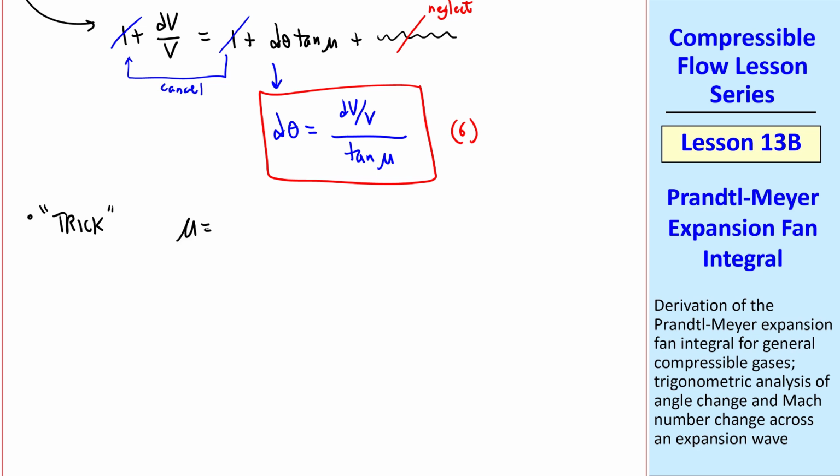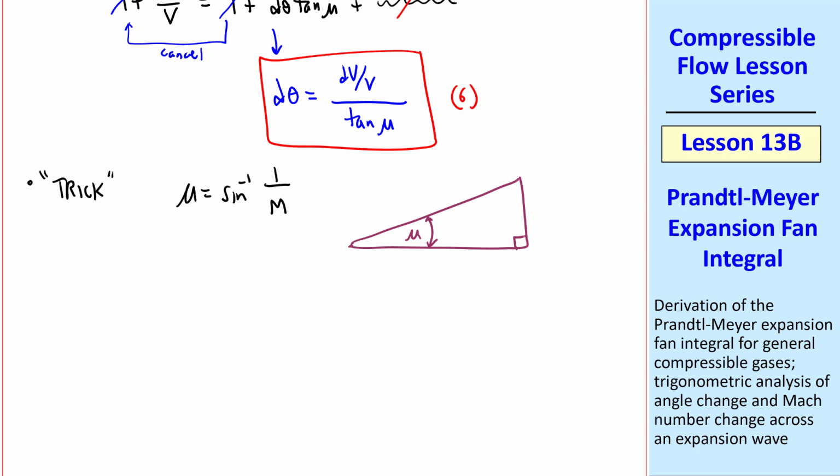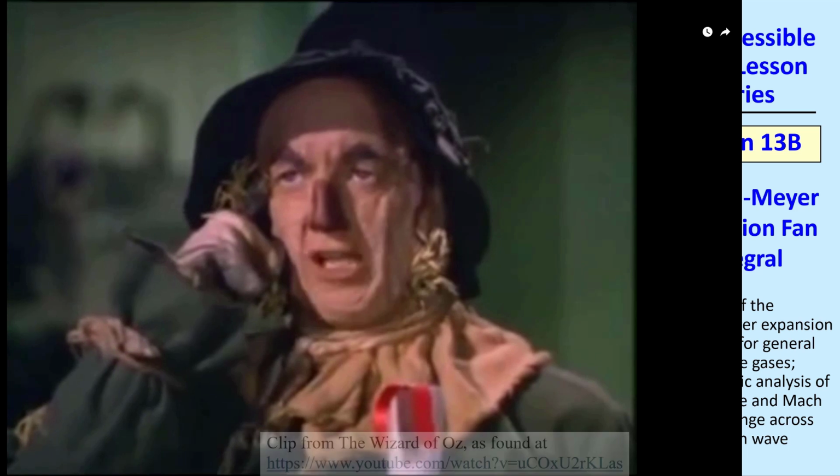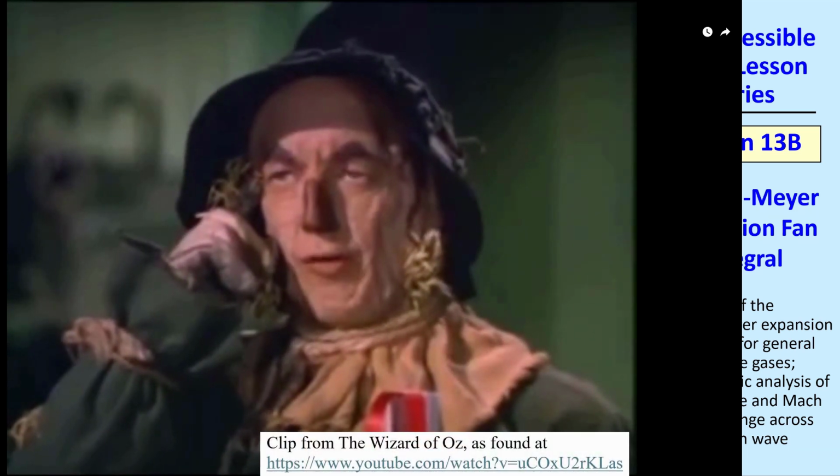We know that for a Mach wave, Mach angle mu is the arcsine of 1 over Mach number. But if I sketch a right triangle with angle mu and let the hypotenuse be M and this short side be 1, we know that this long side then is square root of M squared minus 1. This comes from the famous Pythagorean theorem, as Scarecrow of the Wizard of Oz demonstrated. Sum of the square roots of any two sides of an isosceles triangle is equal to the square root of the remaining side.